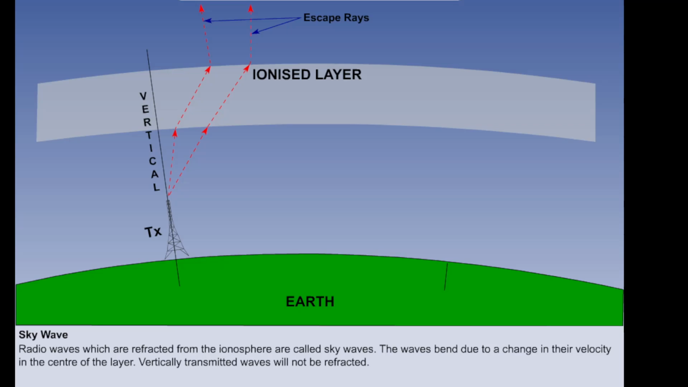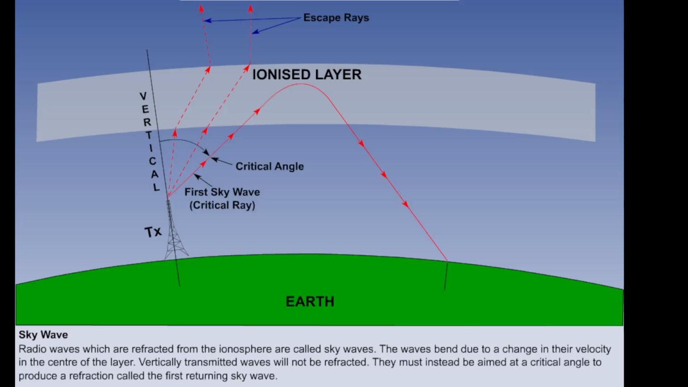If the wave is transmitted vertically, it may pass straight through the ionosphere and out to space. By increasing the angle from the vertical, an angle is reached called the critical angle when refraction occurs, and this is called the first returning sky wave. But there will be many returning sky waves because radio waves fan out from the transmitter and they will reach the ionosphere at different places, and therefore they will return to Earth in different places.